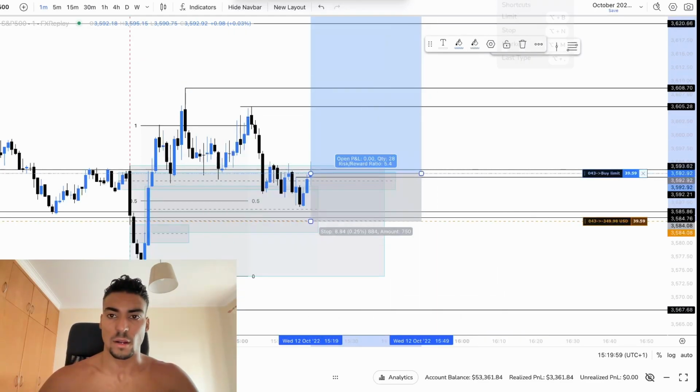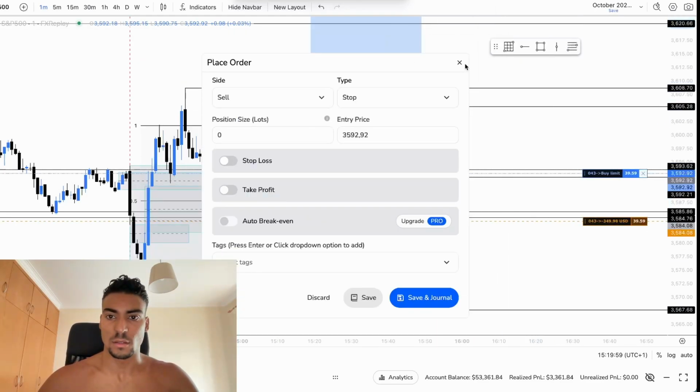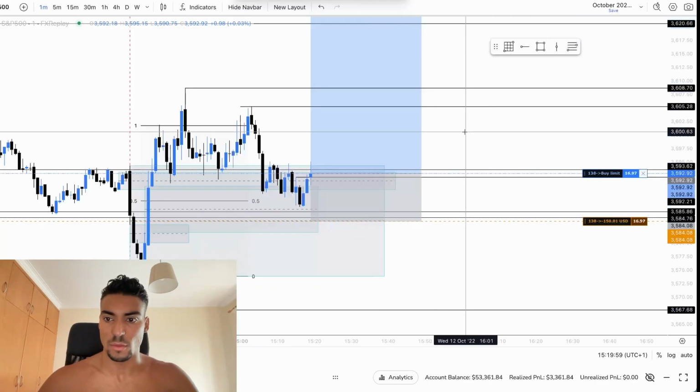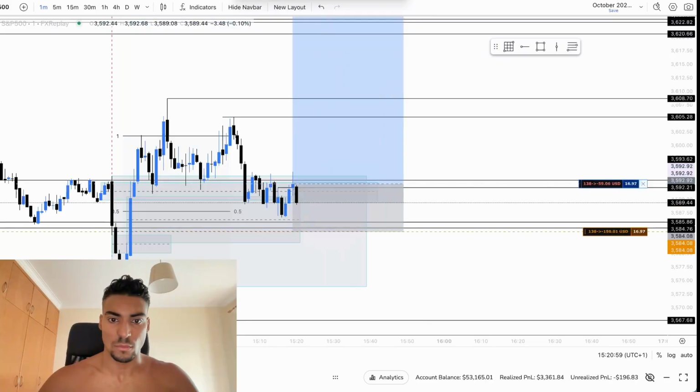Let's save. Fuck, I messed up the risk. I put 0.70 instead of 0.30, so let's put 0.2 more. Boom. This should be enough. Let's go. Can you stop that? Yep.